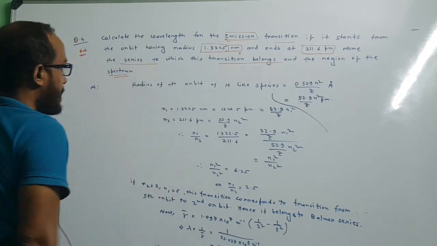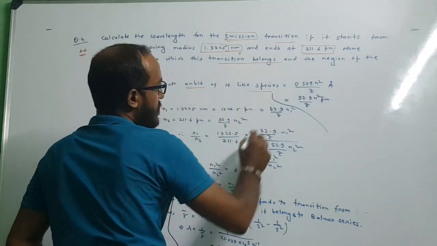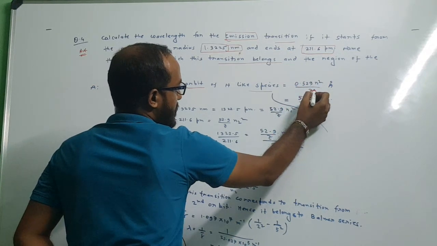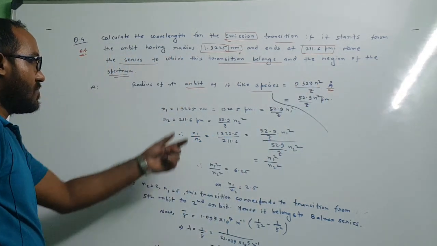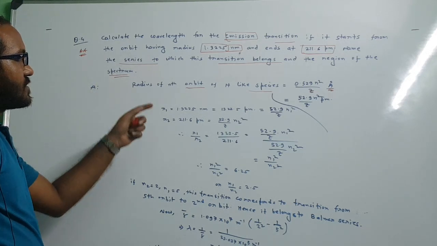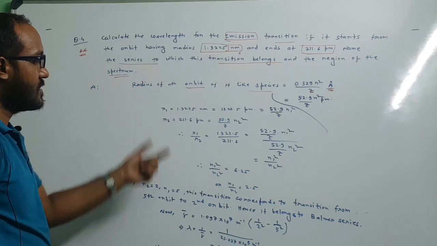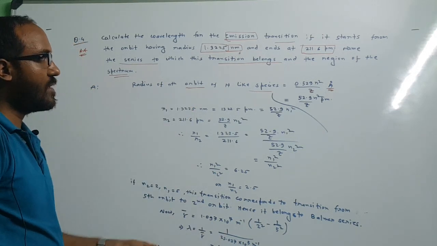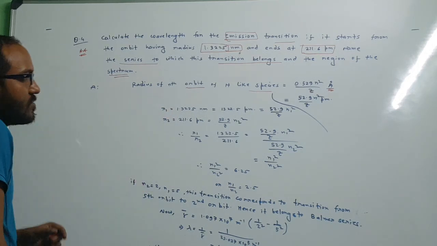This is extremely important. For the nth orbit of a hydrogen-like species, we know the formula 0.529 into n square by Z, where Z is the atomic number, in Angstrom. If you want to know all the formulas, please refer to my YouTube videos named JEE Atomic Structure lectures. In that lecture, I have formulated all the formulas that are possible for your atomic structure. So kindly go through that.